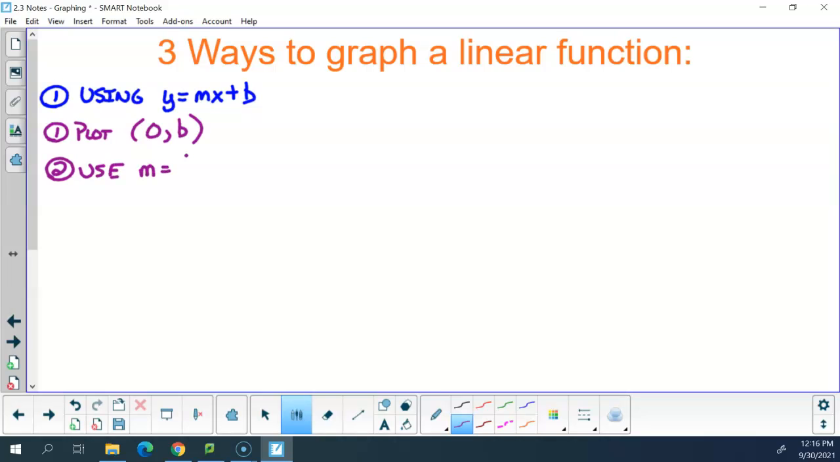in that the slope is, from yesterday, rise over run. So from that y-intercept point, we're going to use rise over run, and we're going to plot 2 or 3 more points on our line. Then the last thing that we do is connect all of those plotted points, but we do that utilizing something straight.